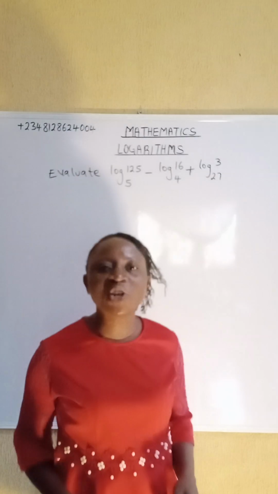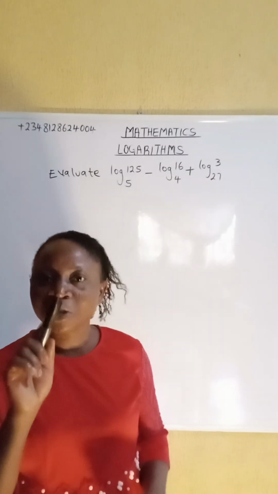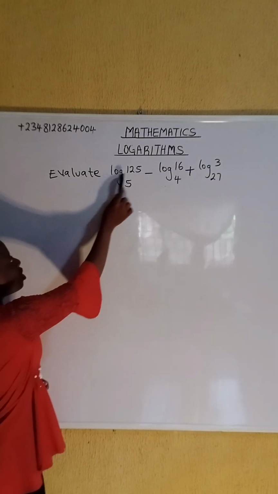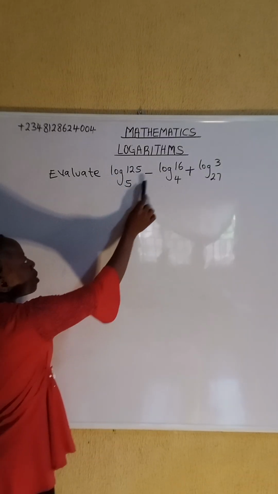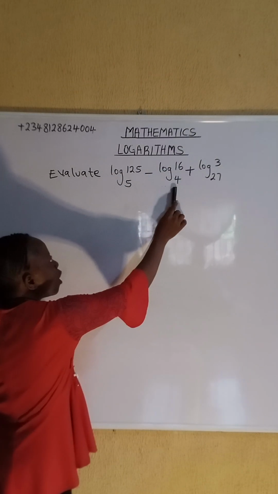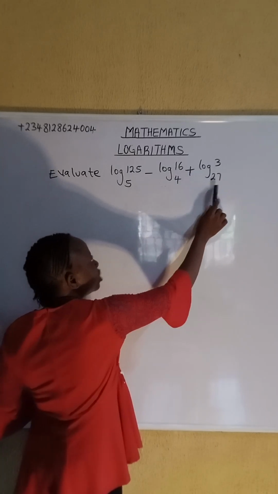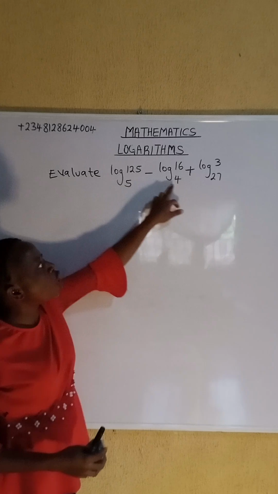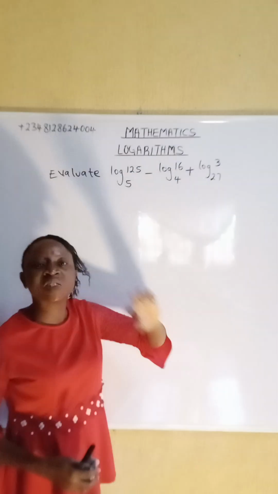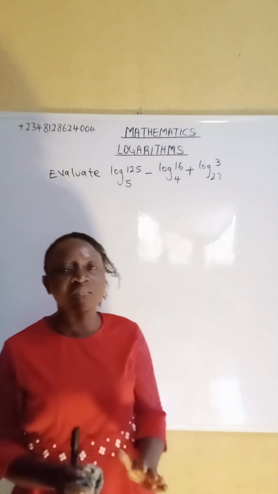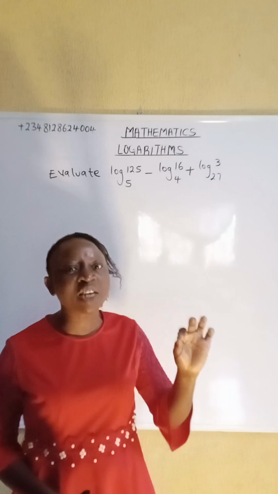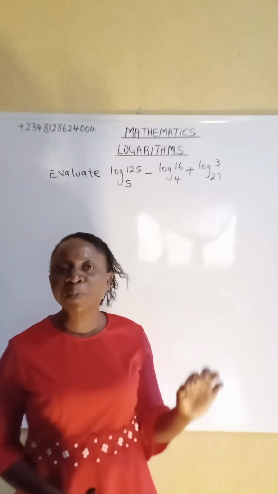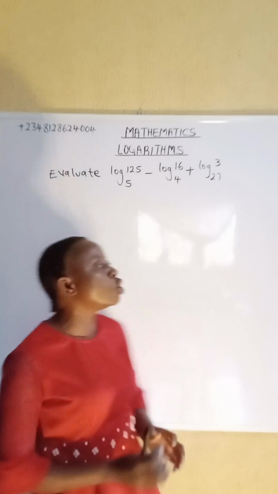You don't know how to solve questions on logarithm with different bases? Don't go, let me show you. The question says, evaluate log 125 base 5 minus log 16 base 4 plus log 3 base 27. Then you can see that the logarithms are not under the same base. So when you see a question like this, what you are going to do is simplify each logarithm to its lowest form.